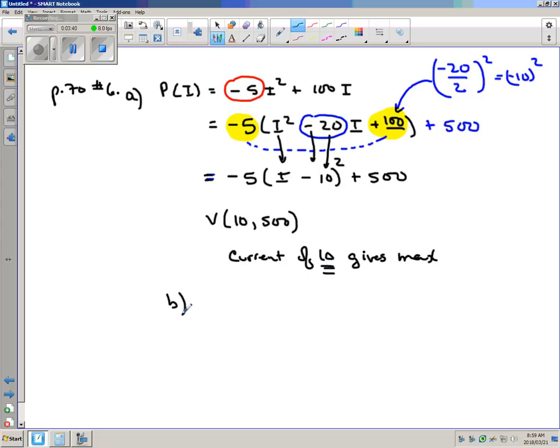Now, however, in part B, what is the maximum power? Well, when the current is 10, your max power is 500. The max or the min is always the y value of your vertex. So the max is 500. Okay, so that completes number 6.